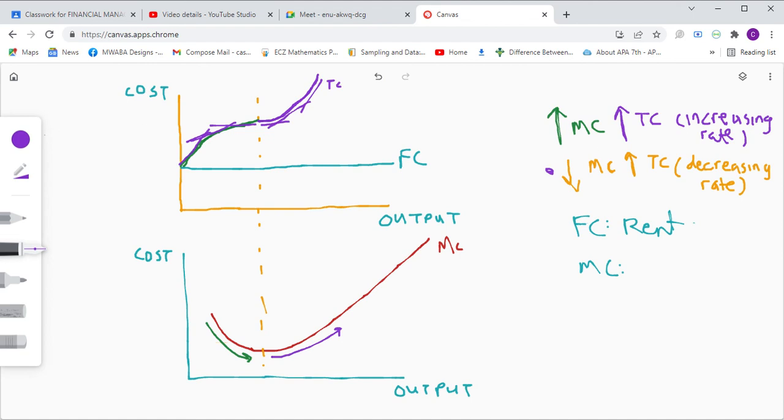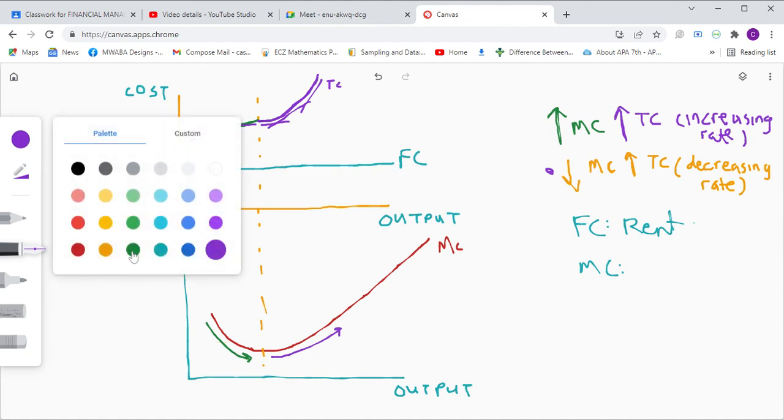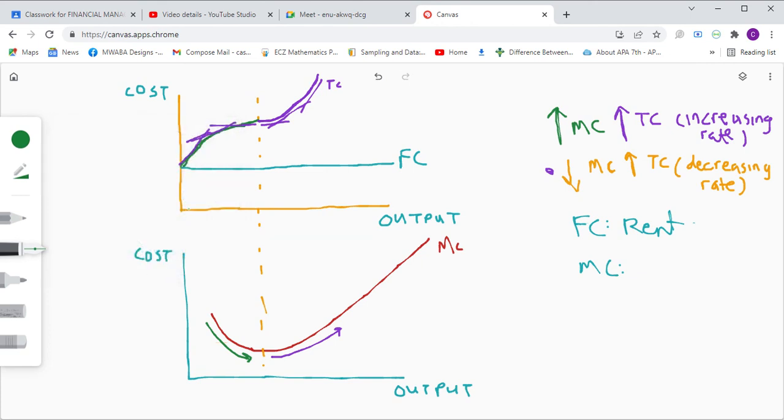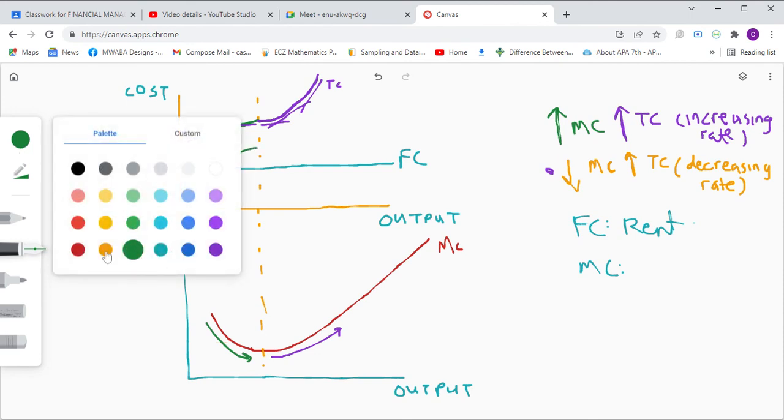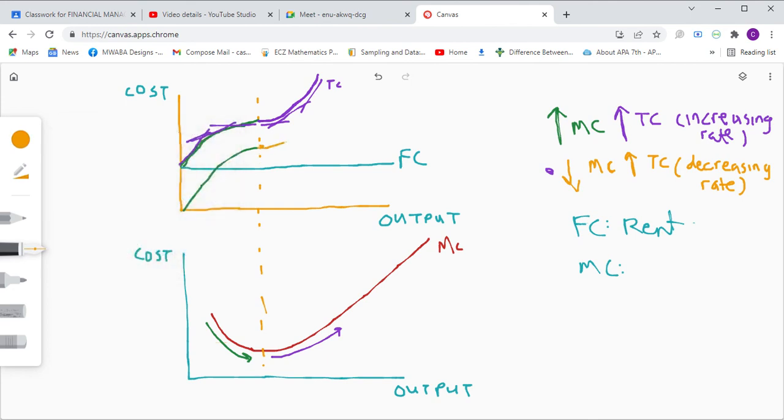And the same can be said of the variable costs. The variable costs, at first, will be increasing at a decreasing rate. Then they will start increasing at an increasing rate. So these are our variable costs. So those are how our total cost graphs look.